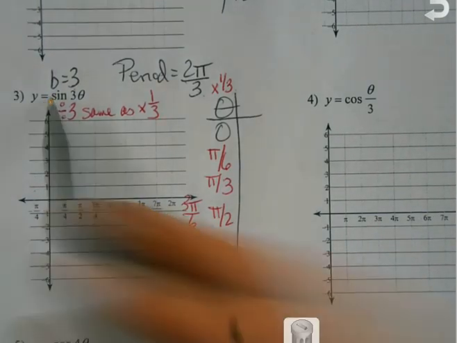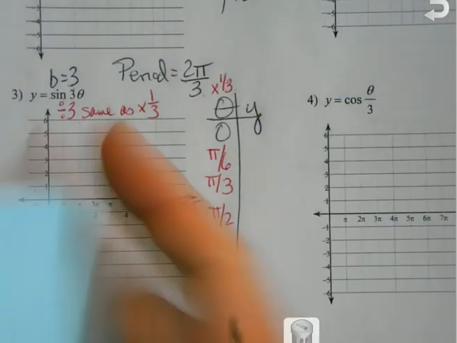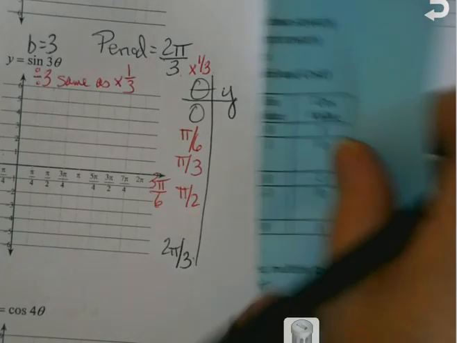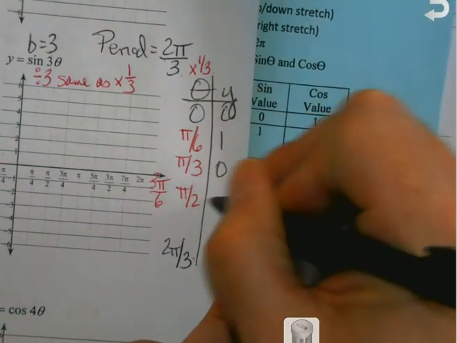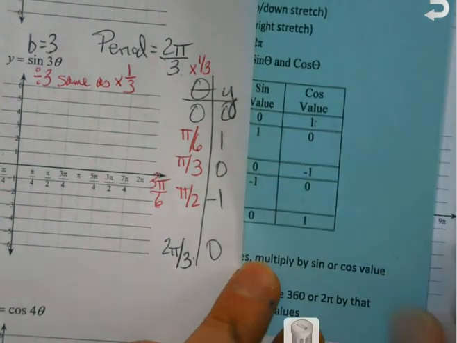No a value this time. So my y value is just taking my sine values and copying them. 0, 1, 0, -1, 0.